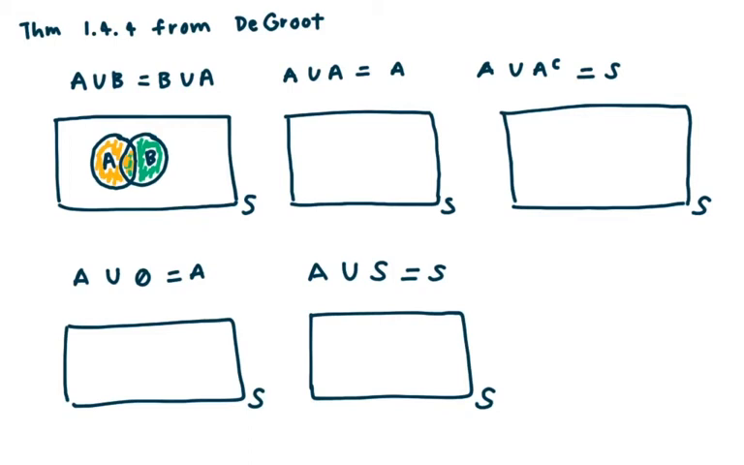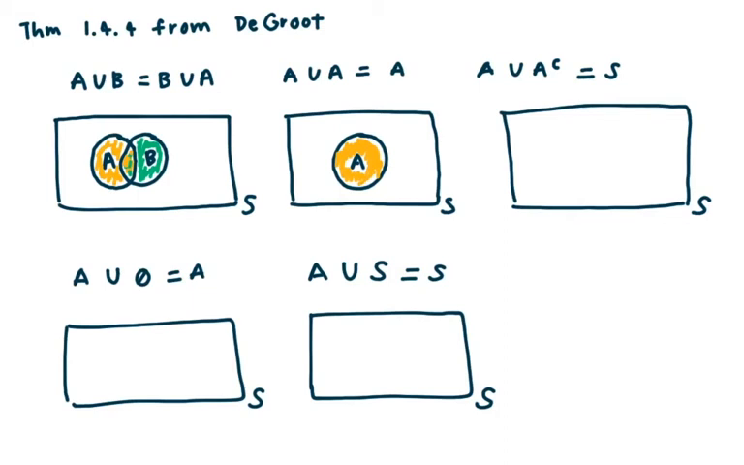Okay, then A union A equals A. Okay, so here we are going to have only one circle, A. So that means it's just going to be A or both. So that's just A. Okay.